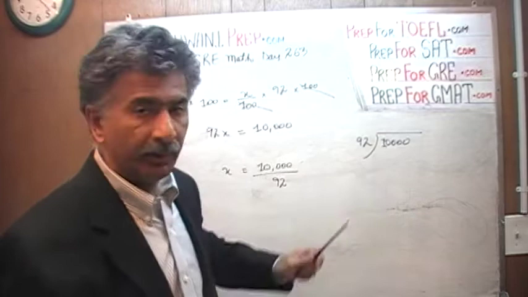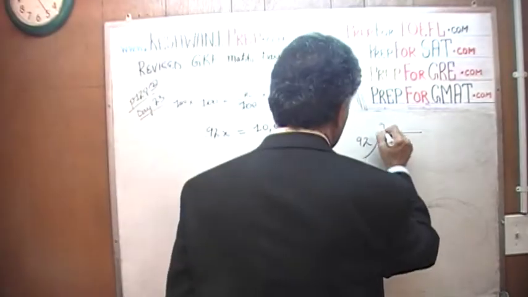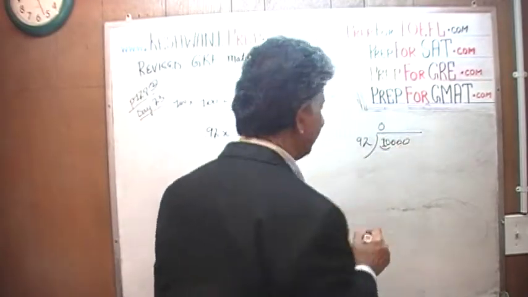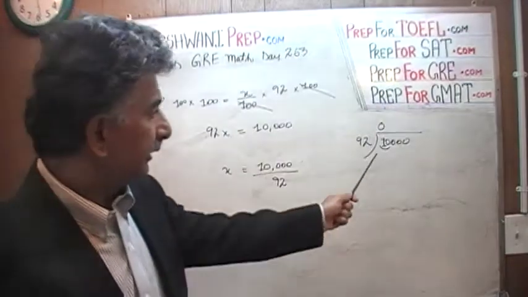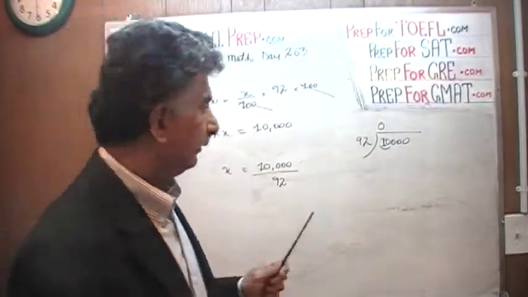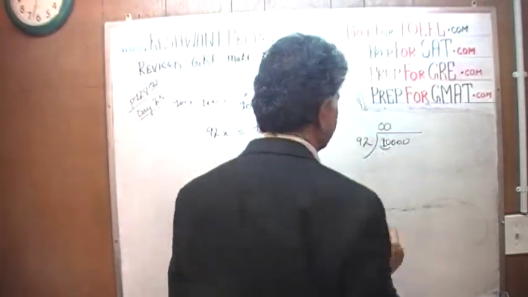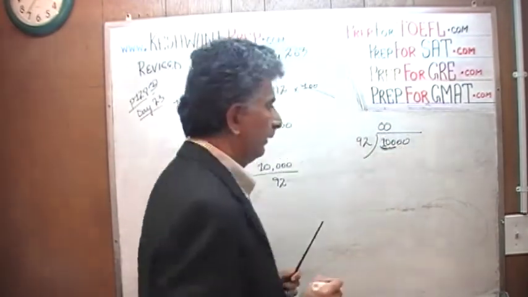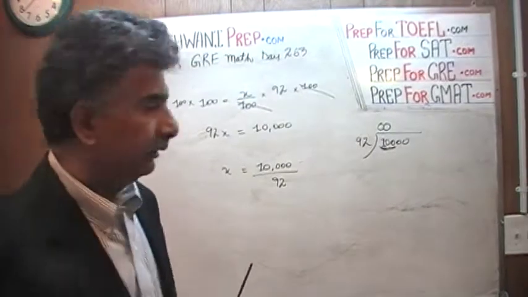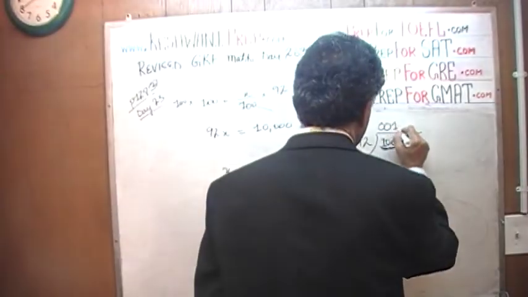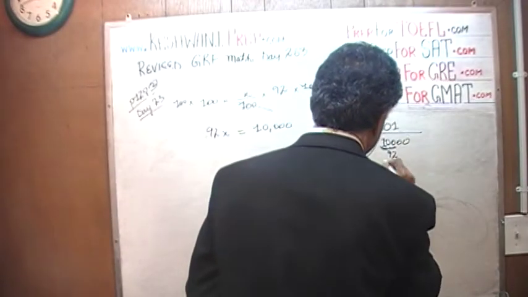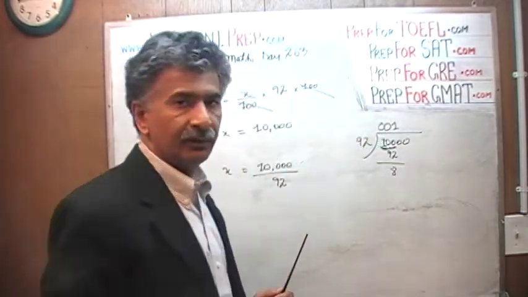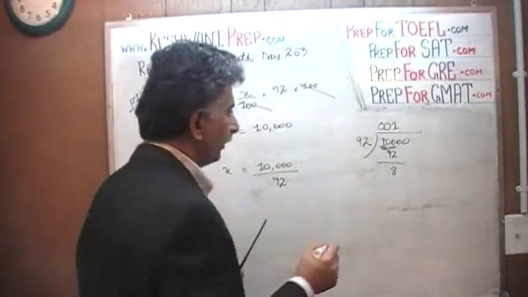How many 92s in a 1? 1 has 0 92s. That 1 goes and joins the 0, becomes a 10. How many 92s in a 10? 10 has no 92s, 0 92s. That 10 goes and joins the 0, becomes a 100. How many 92s in a 100? 100 has 1 92. That gives us a remainder of 8. We drop the 0 down.